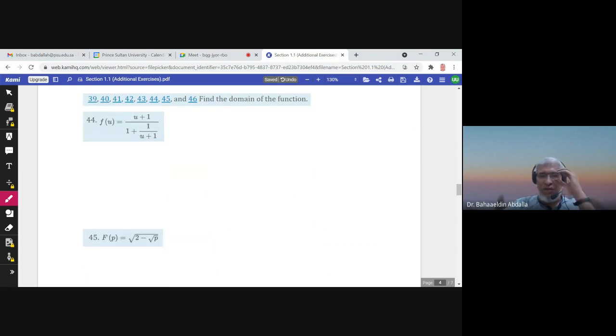Find the domain of each function. The denominator cannot be 0. So this equation, I have to find the 0 of this equation and remove it from the domain. To solve this equation, I take 1 to the other side and then cross product. Okay, this is -1 over 1. So negative u minus 1 equals 1. Take 1 to the other side. So negative u equals 2. So u is negative 2.